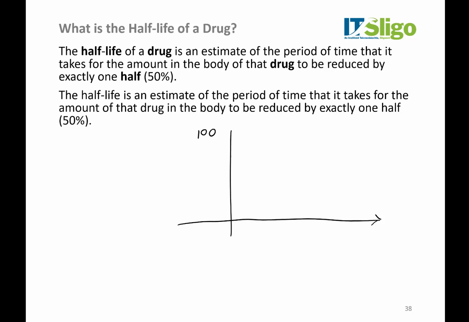Say someone had 100 milligrams of drug in their system when they were first measured, somebody gave blood and they had 100 milligrams. What the half-life is, is how long does it take for it to go from here to 50 milligrams? How long? That's the question. That's the half-life.